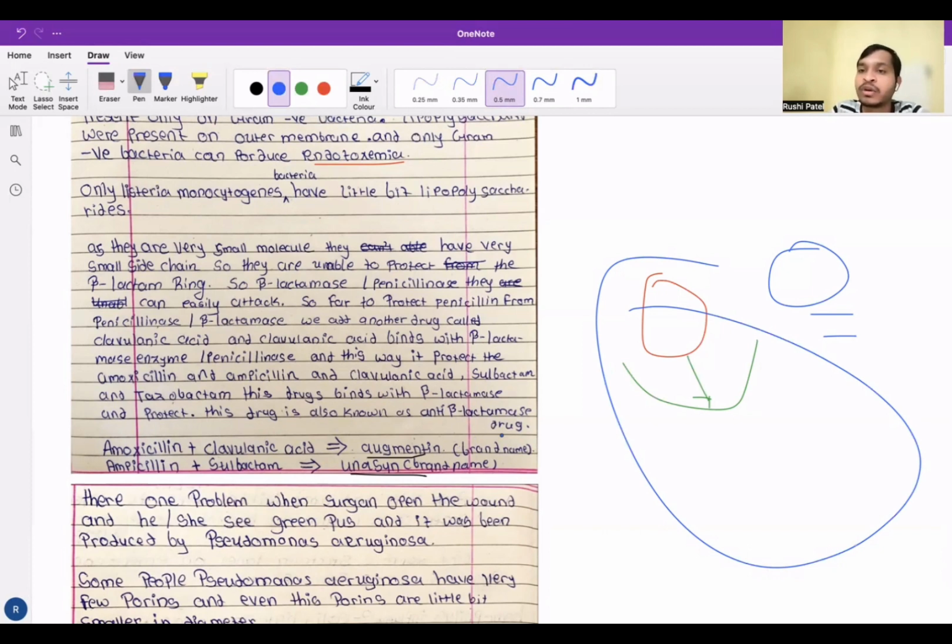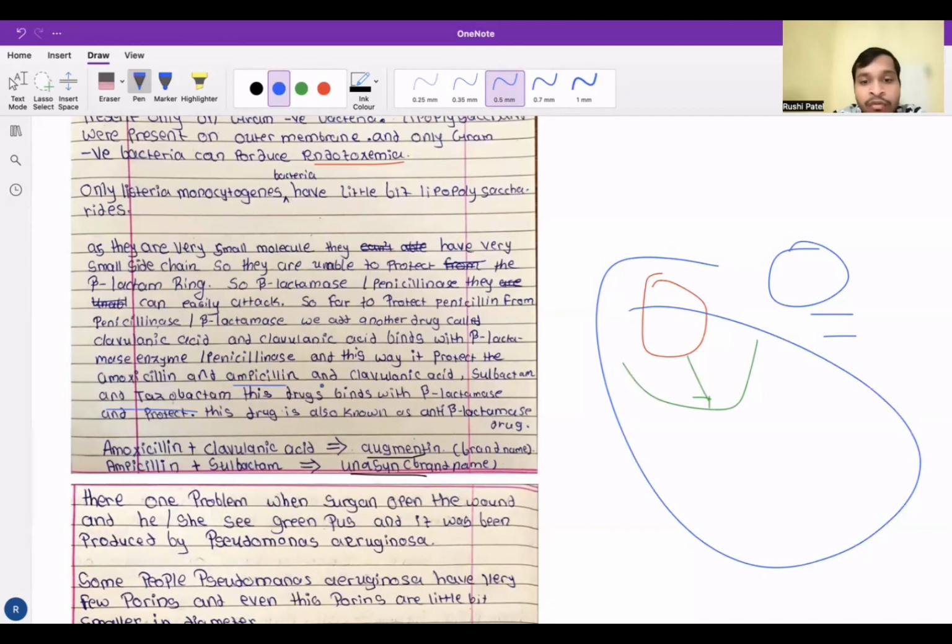Why do we need to protect? Because the side chain is very small. If the side chain is very small, it is unable to protect the beta-lactam ring, so the penicillinase or beta-lactamase comes and easily attacks it. So for protection, we add these drugs. This way they protect amoxicillin and ampicillin: clavulanic acid, sulbactam and tazobactam.